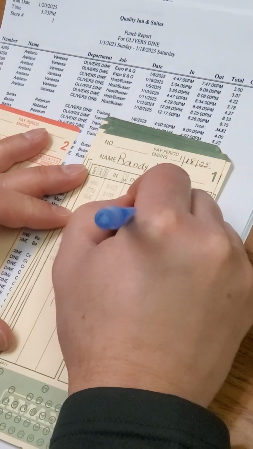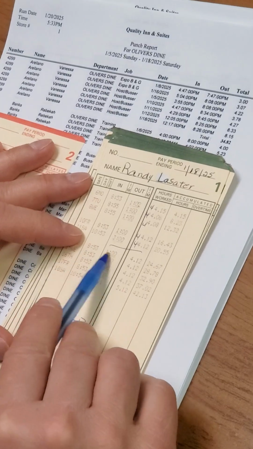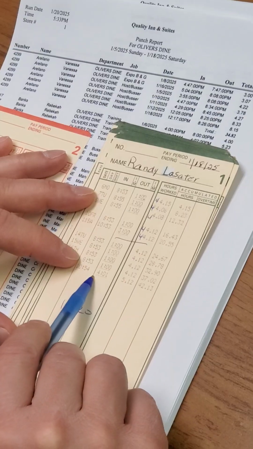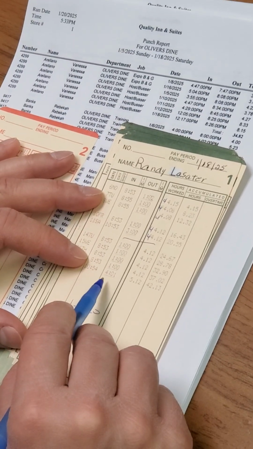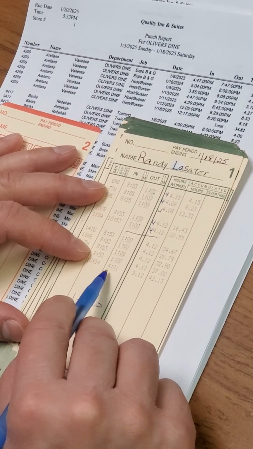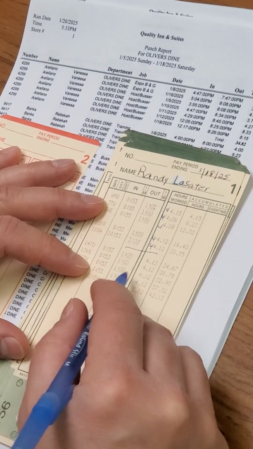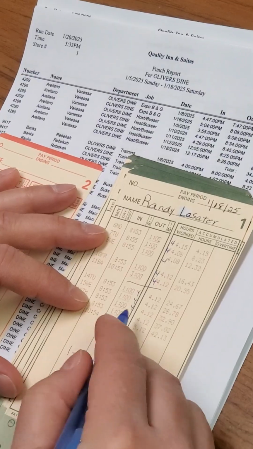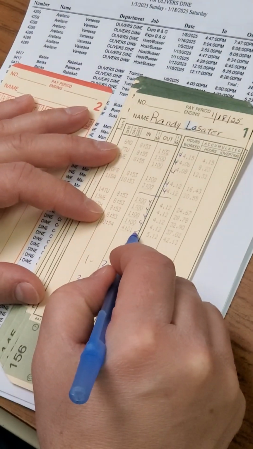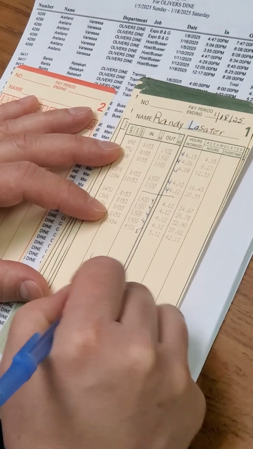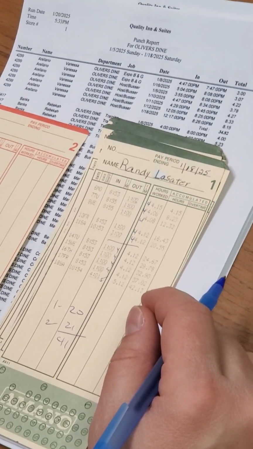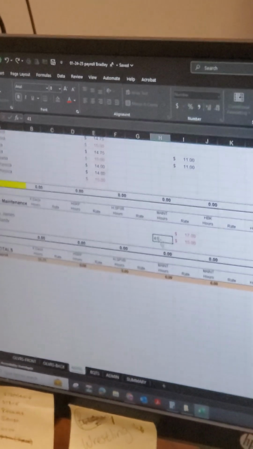So 4, 4, 4, 4, 4. 9 to 1, 9 to 1, 9 to 1, 9 to 1, and 11 to 4. This is the day he stayed an extra hour because there were no banquets, but we had the flood in the bathrooms, so he stayed to clean that up. So week 2, 5 times 4 is 20 plus 1, 21. So he's got 41 hours. Randy, maintenance is down here. Delete. 41.